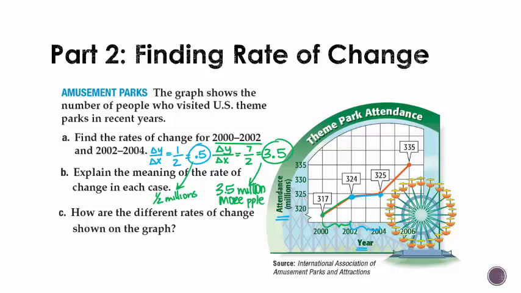So how are the rates of change differently shown on the graph? If you take a look, this is 7 times bigger. And if you look at the slope on here, it is way steeper. So rates of change are shown on a graph by the steepness.